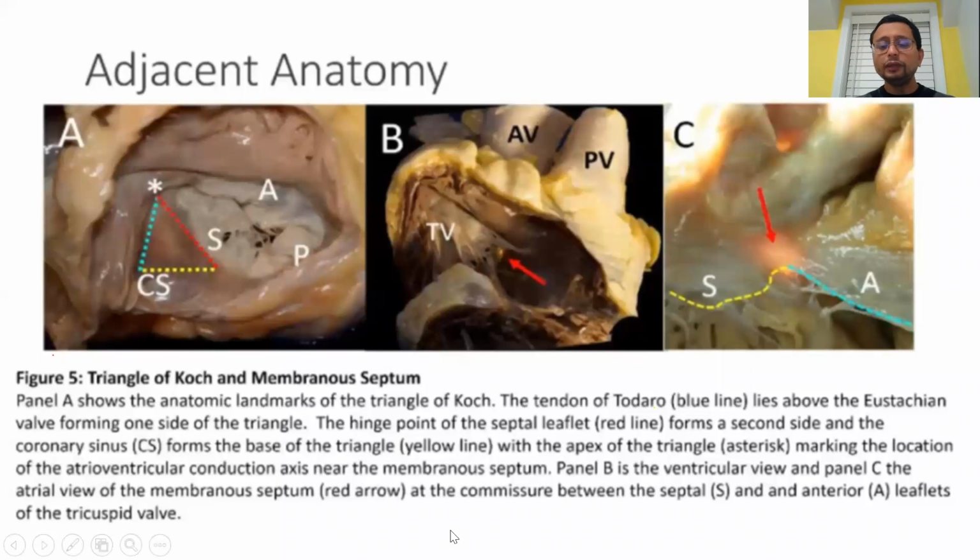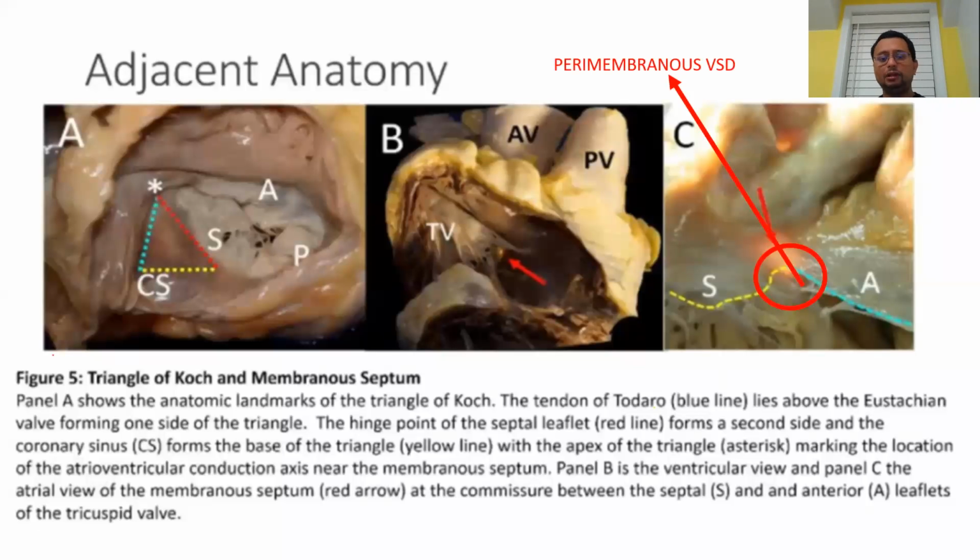Okay, that is the anatomy of the right heart. So that's a perimembranous VSD there. Okay, so let's recap. What have we learned so far? I have taught you the anatomy of the left ventricle, the anatomy of the mitral valve, the anatomy of the aortic valve. I have taught you the right ventricle, the anatomy of the tricuspid valve, and the anatomy of the pulmonary valve.